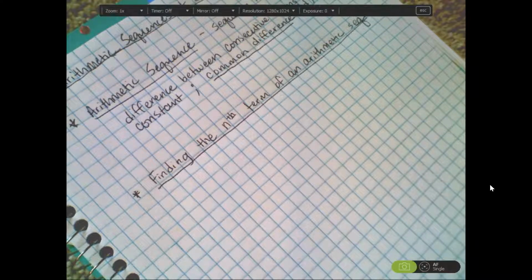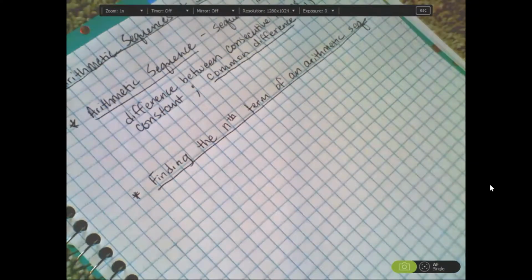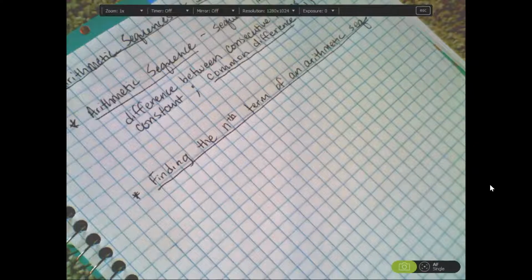The recursive formula was the one that started by telling us what the first term was and then told us how to get the next term from that. So we're going to look at those same two things again, explicit formulas and recursive formulas, but they're going to be specific to the fact that now we're talking about an arithmetic sequence, okay?